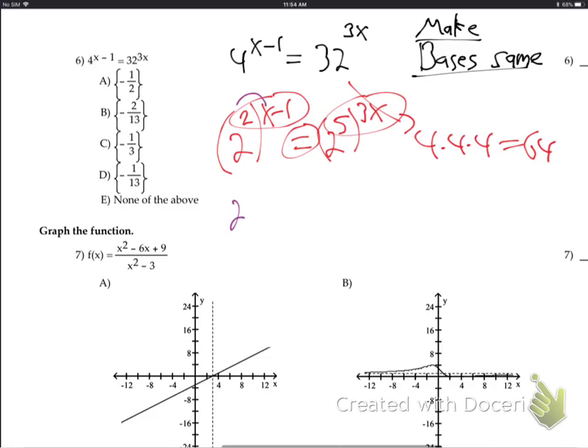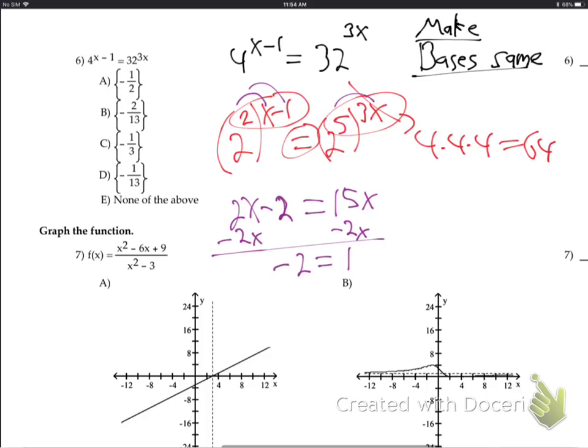So that means distribute: 2x minus 2 must equal 15x. And then subtract 2x from both sides. Negative 2 is 13x. Last step: divide by 13, negative 2/13. There we go, there's an answer we can find. Good on that. Questions I can answer?